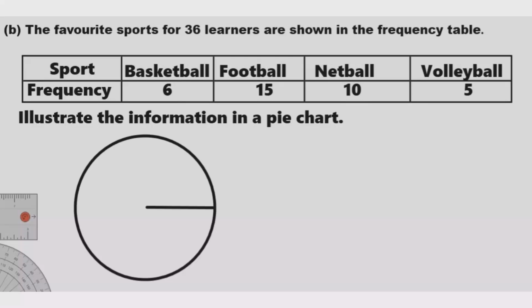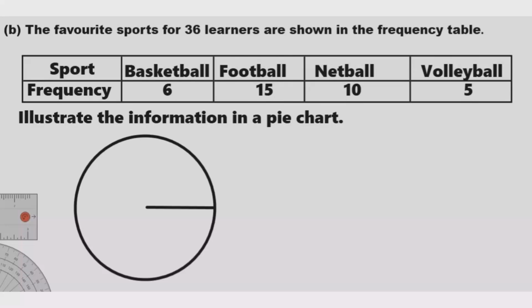Okay, so to illustrate this information in the pie chart, we need to bear in mind that a full pie chart has 360 degrees, or a complete turn on a point is equal to 360 degrees. So the full pie chart is equal to 360 degrees. Okay, now with that in mind, we can go ahead and start filling in this information.